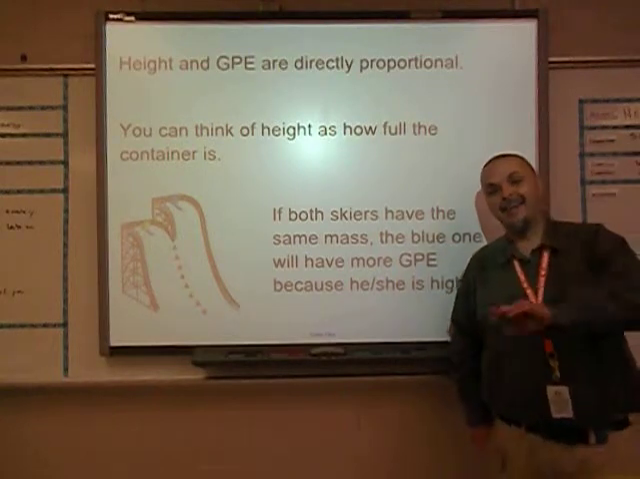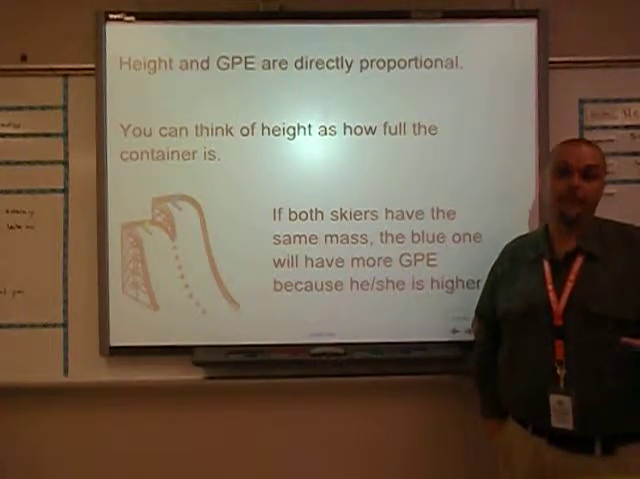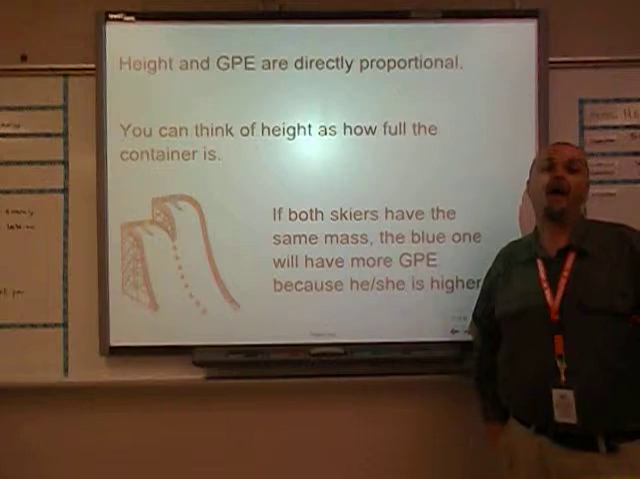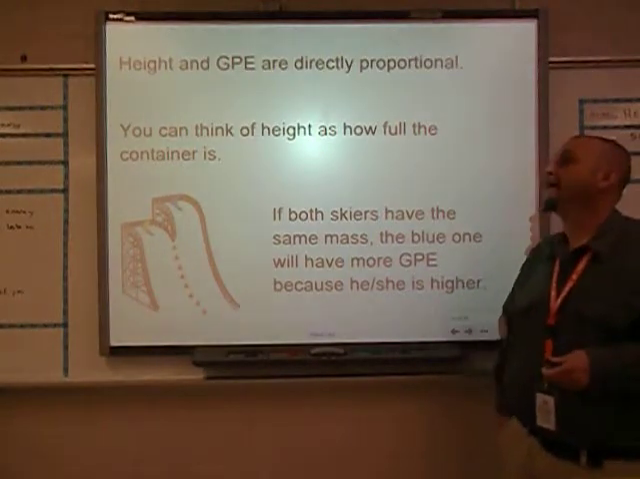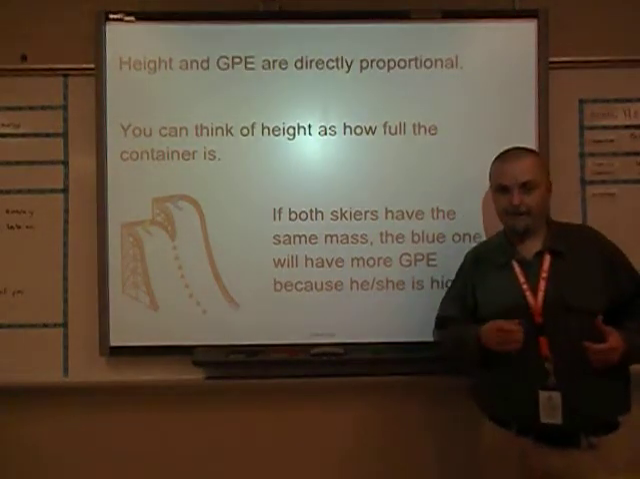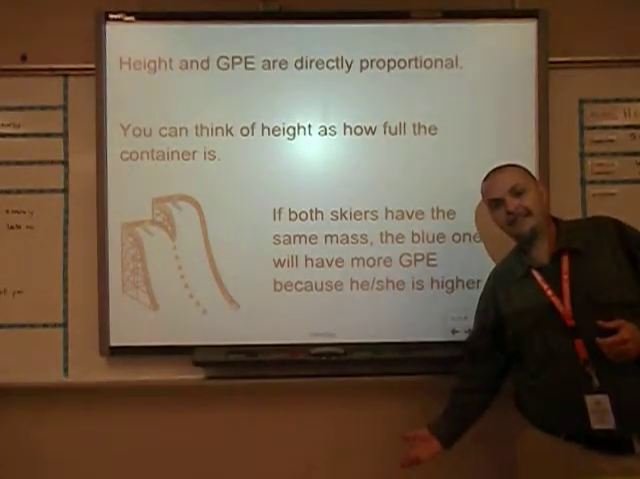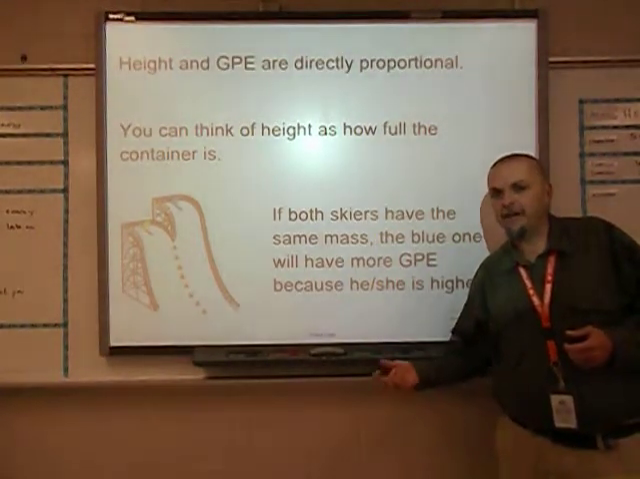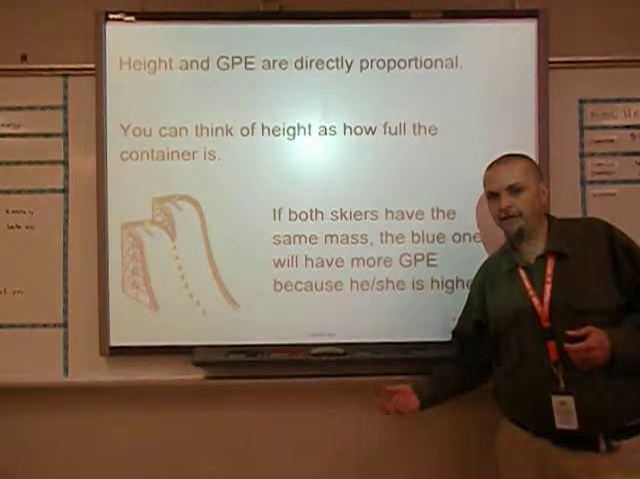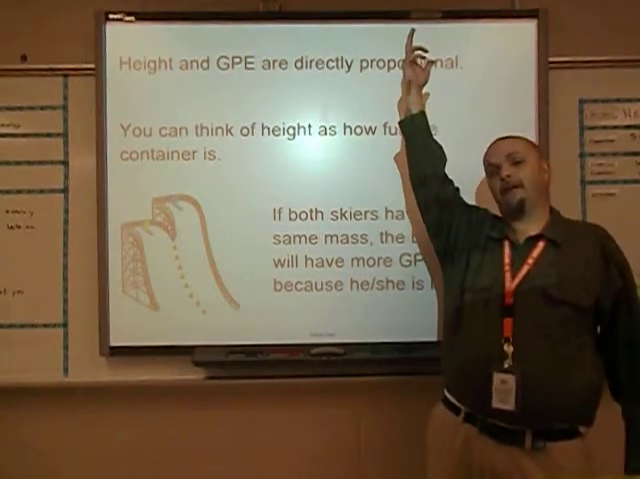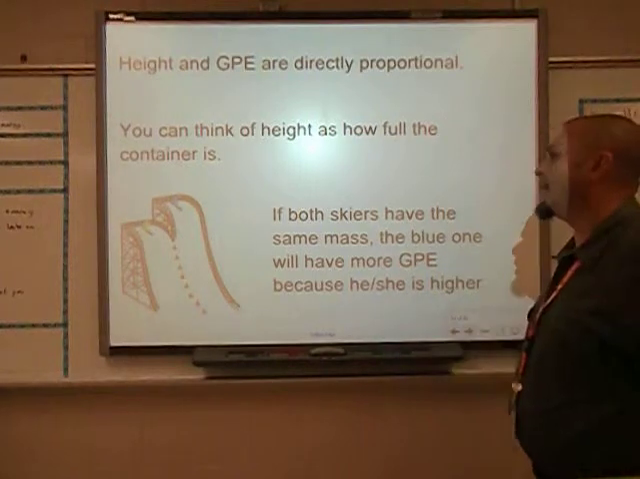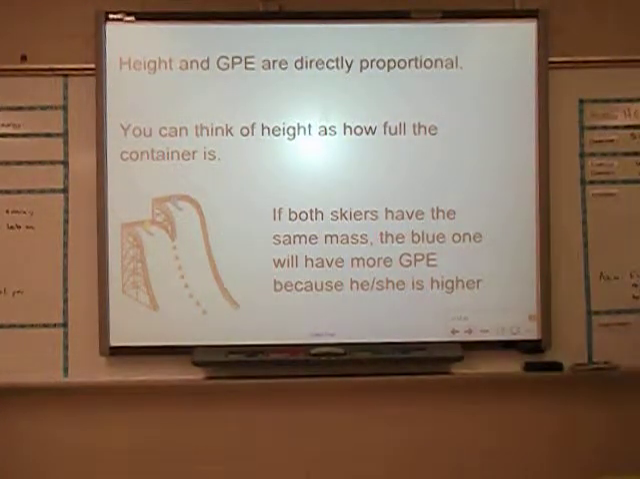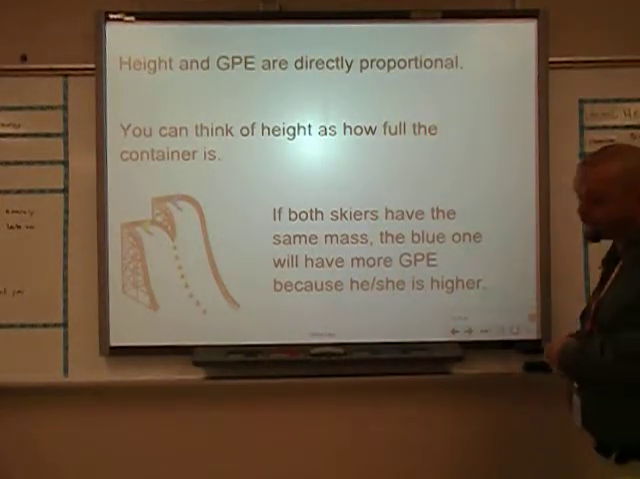When we talk about kinetic energy, we talk about velocity being the indication of how full the container is. Here, height is how full the container is. If I take something and just lift it a little bit off the ground, I have not filled it up very much. I have not put much potential energy into it. But if I lift it way up into the air, I have filled it up with a lot more gravitational potential energy. So think about mass as the size of the container. Think about height as how full it is.